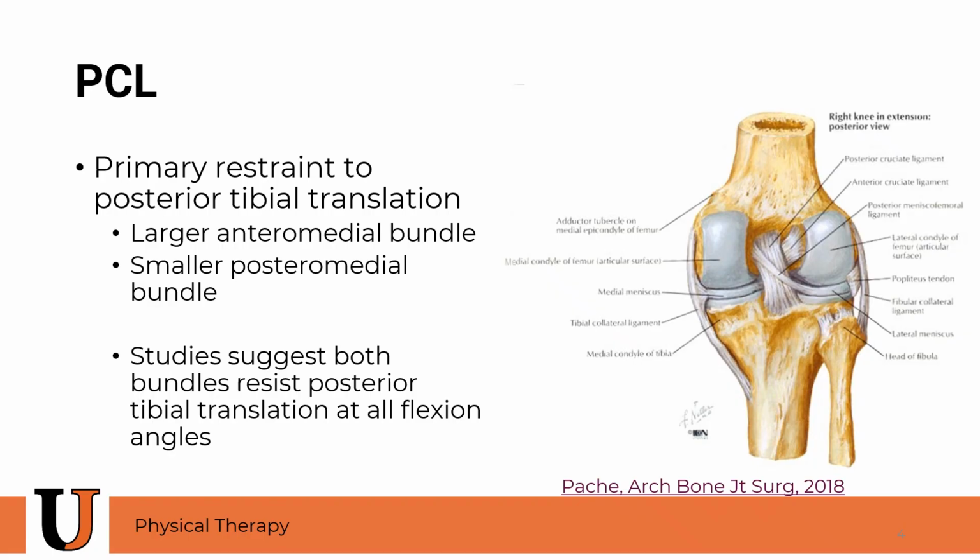It's made up of two different bundles, the larger anterior medial bundle and the smaller posterior medial bundle. Studies do suggest that both bundles resist posterior tibial translation at all flexion angles. And it's kind of interesting when you go through knee flexion, usually most people are able to go through quite a bit of range of motion. You don't necessarily feel that tension or resistance from the PCL, and that's because it doesn't increase necessarily throughout flexion. Instead, it's just this constant ongoing tension that prevents any excessive translation of the tibia or femur.